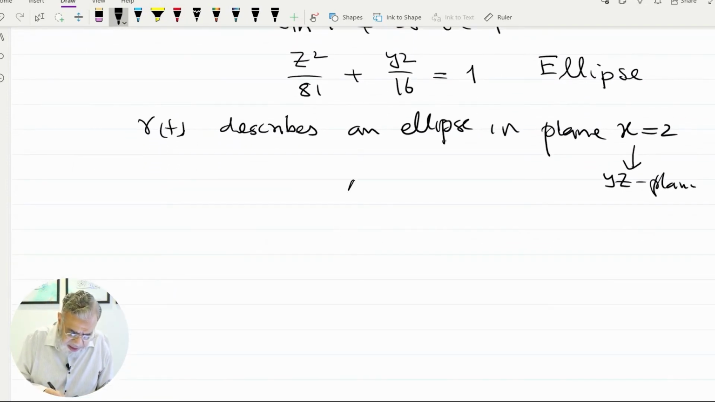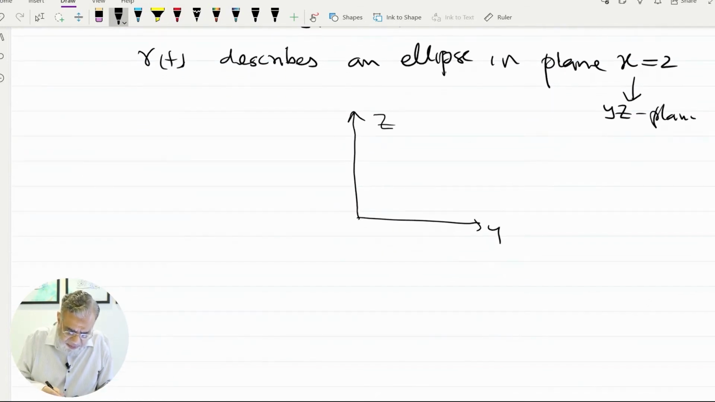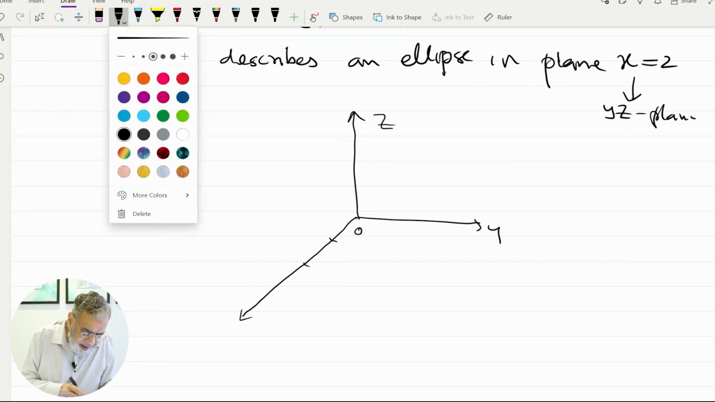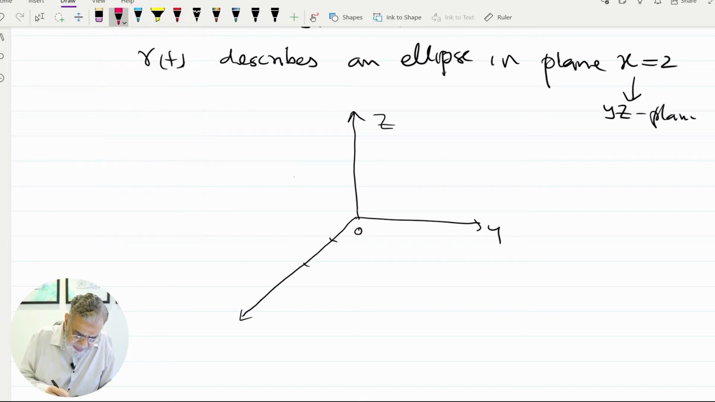This is my z axis, and this is my y axis. Now this is my x axis. It's 0, this here is 1, this is 2. When I take x equal to 2, I have here the z axis parallel to the z axis, and this is my y axis. This plane is x equal to 2. All these values are in x equal to 2.